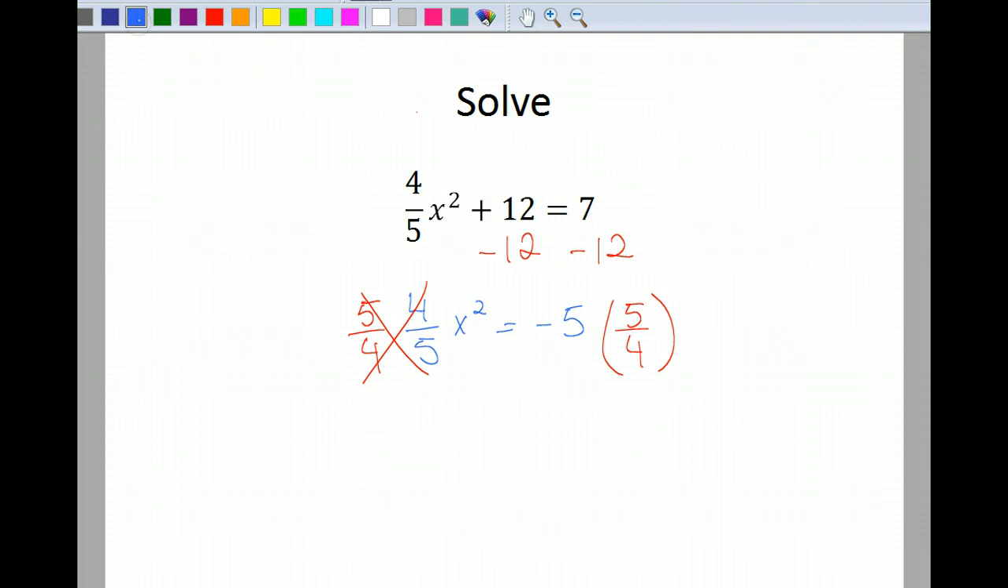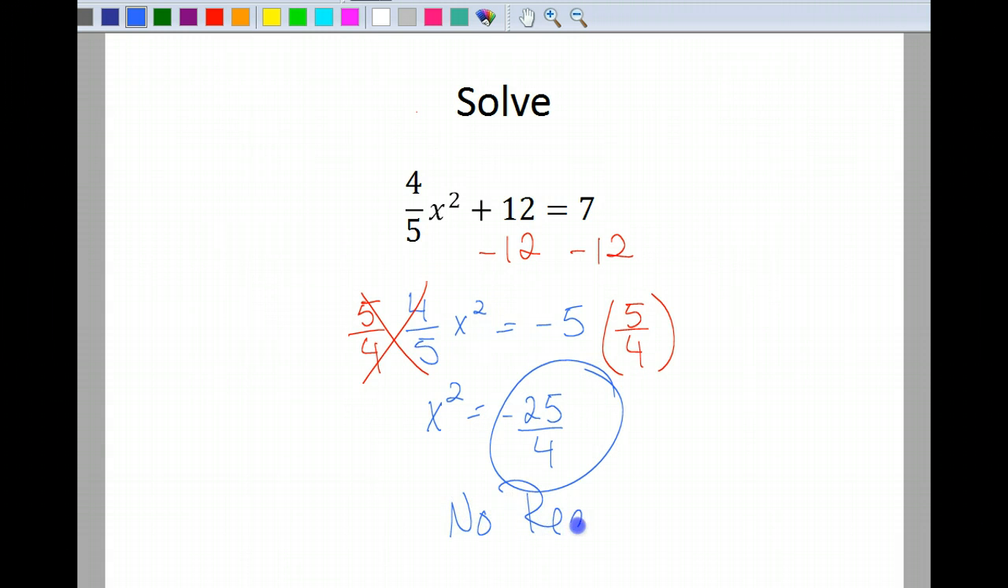So now I have x squared is equal to negative 25 over 4. Oh, what do I know about my answer right now? I don't even have to worry that I've got a fraction right here. This number is negative, so I have no real solution. Okay, and that's it.